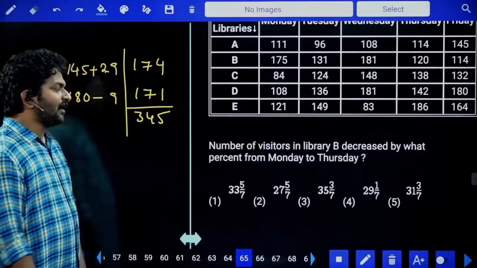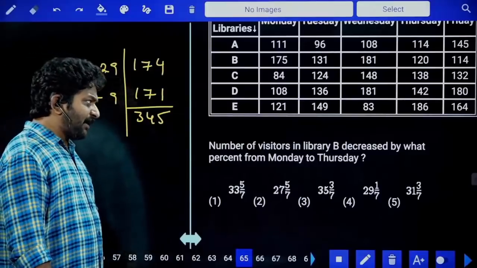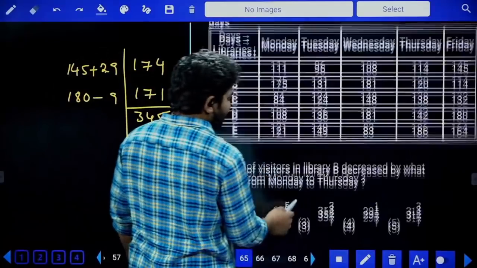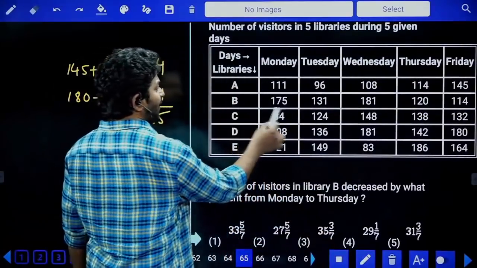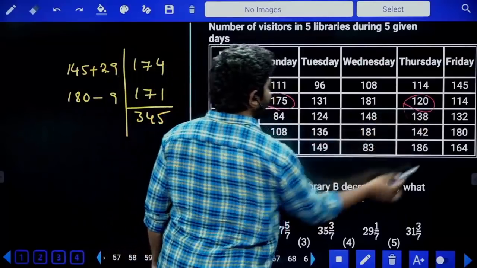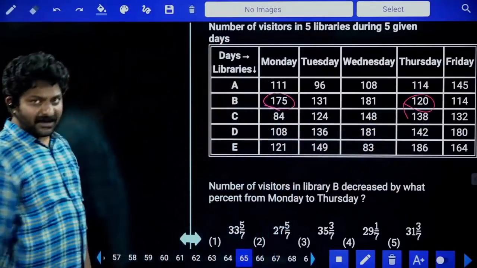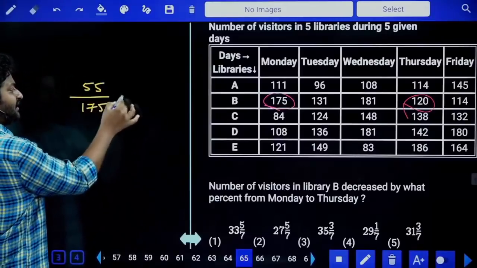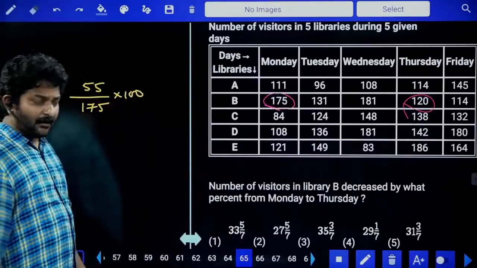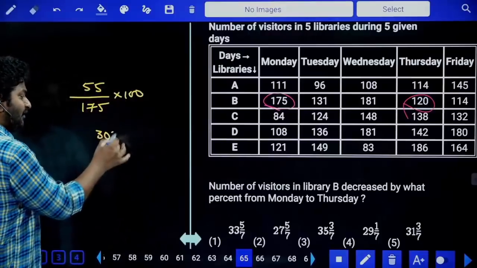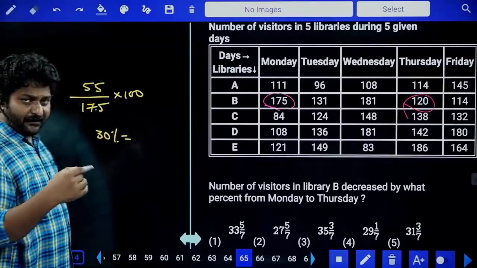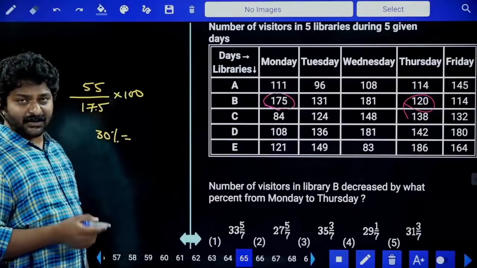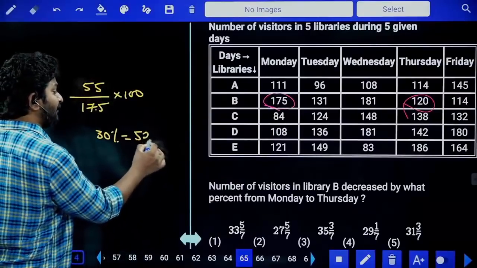Yes. Number of visitors in library B decreased by what percent from Monday to Thursday? B, Monday to Thursday, right? B Monday to Thursday decreased by what percent? 175 becomes 120. That means decreased by 55 from 175, percentage into 100. Right now, 30 percentage of the denominator is equal to 17.5 three times. 17 3 is 51. 0.5 three times is 1.5. That is equal to 52.5.